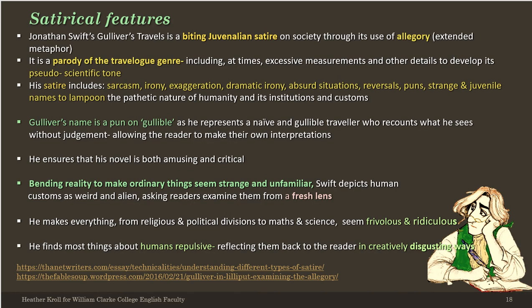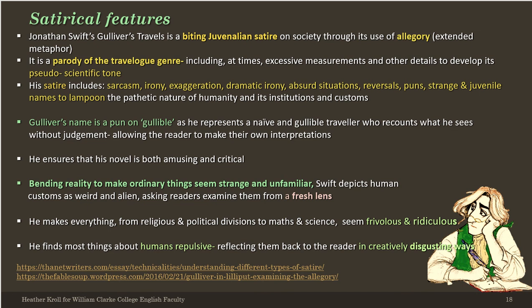So the satirical features of Gulliver's Travels: it's the biting Juvenalian satire on society through its use of allegory. It's a parody, so it's sending up the travelogue genre, including at times through the excessive measurements and other details to develop the pseudo-scientific tone. Swift's satire includes these elements: sarcasm, irony, exaggeration, dramatic irony, absurd situations, reversals, puns, strange and juvenile names. And they do this in order to lampoon the pathetic nature of humanity and its institutions and customs.